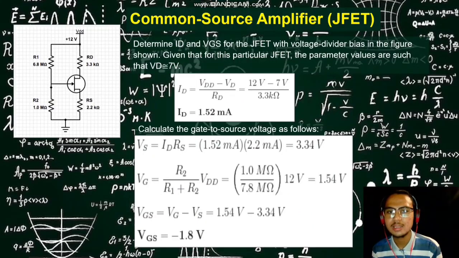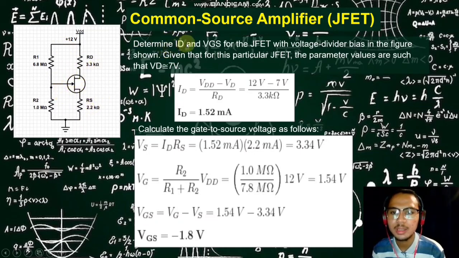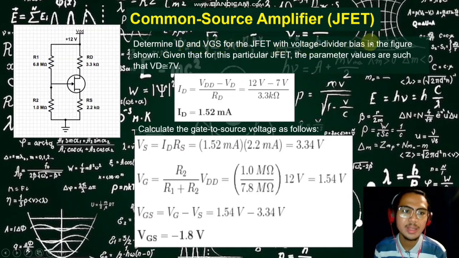Okay, next is the common source amplifier JFET. Okay, first we can see this circuit. We have the JFET here. Okay, first we read first. Determine ID and VGS for the JFET with voltage divider biasing in the figure shown. Given that for this particular JFET, the parameter values are such that VD equals 7 volt.